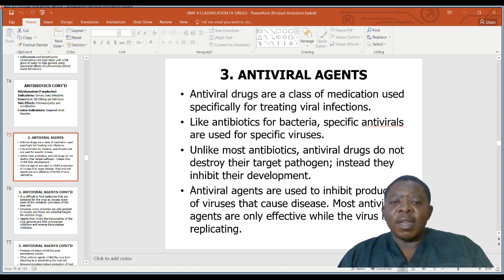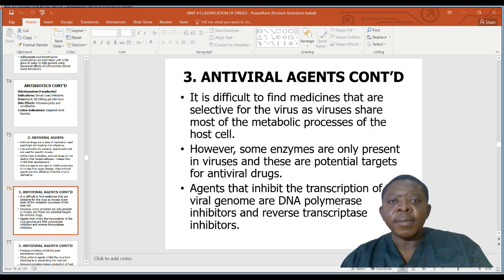Most antiviral agents are only effective while the virus is replicating. It is difficult to find medicines that are selective for the virus, as viruses share most of the metabolic processes of the host cell. However, some enzymes are only present in viruses, and these are potential targets for antiviral drugs.